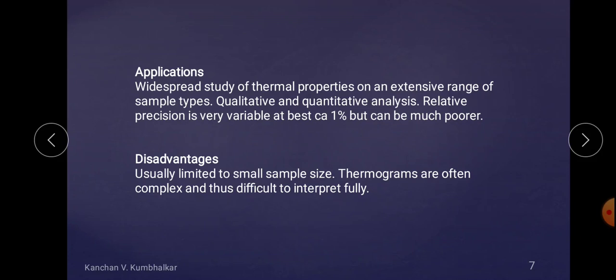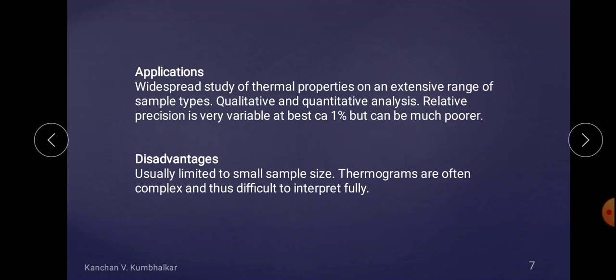And the last one, that is application. There is widespread study of thermal properties on an extensive range of sample types, and qualitative and quantitative analysis is done. The relative precision is variable, at best 1%, but can be much poorer. But the disadvantage is that it is usually limited to small sample sizes. A compound or sample which has a large size is not suitable as a sample for DSC. Thermograms are often complex and thus difficult to interpret fully.